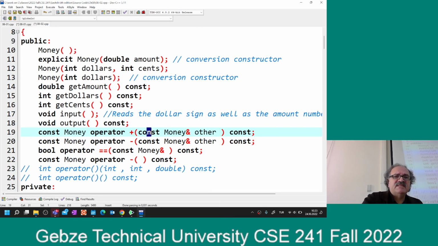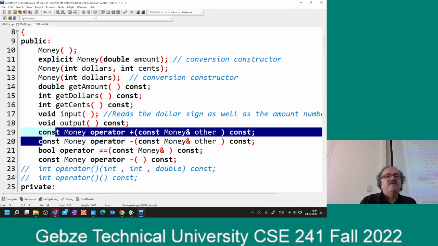Review. This const says I promise I am not going to modify the other. This const says that I promise I am not going to modify myself. And the const says that whatever I am returning, nobody is going to modify it. Okay? Those are all the meanings. Three consts, they have very, very different meanings, right? These are not complicated stuff. They are all simple, but it becomes difficult to remember all of them. So what is the solution? You practice it, okay? You keep writing it.